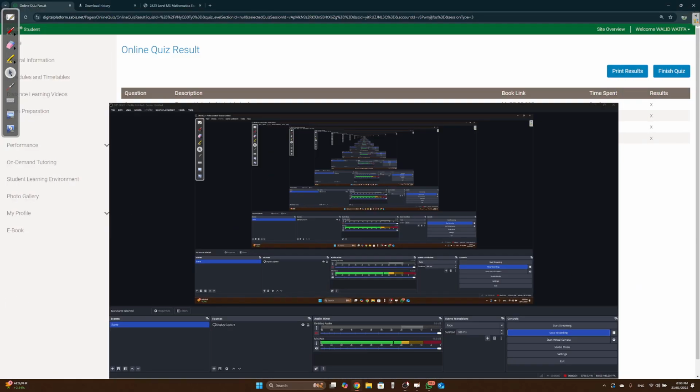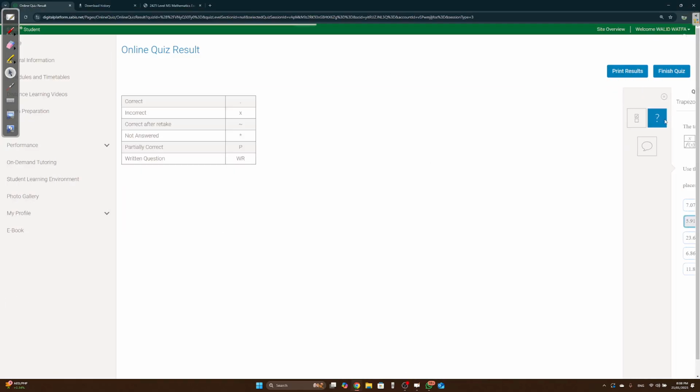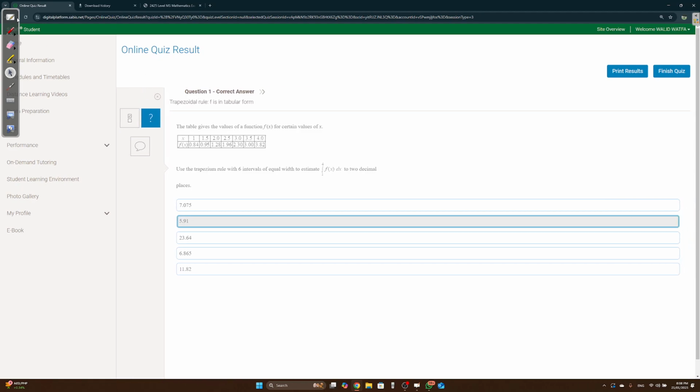Okay, this is chapter 5.5 and 5.6 for math, algebra, pure math, whatever. Question 1 for 5.5. The table gives the values of a function f for certain values of x. Using the trapezium rule with 6 intervals of equal width, estimate the integral from 1 to 4 of f of x dx to 2 decimal places. So what's the trapezium rule?